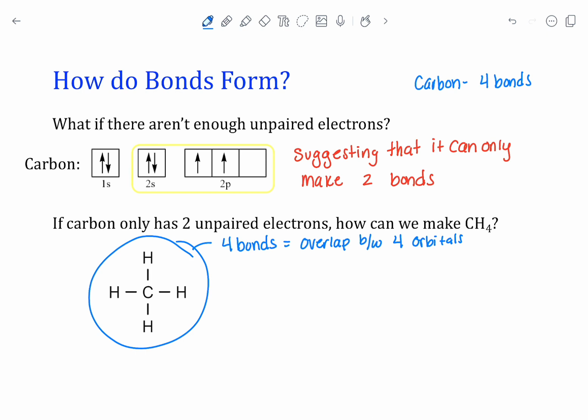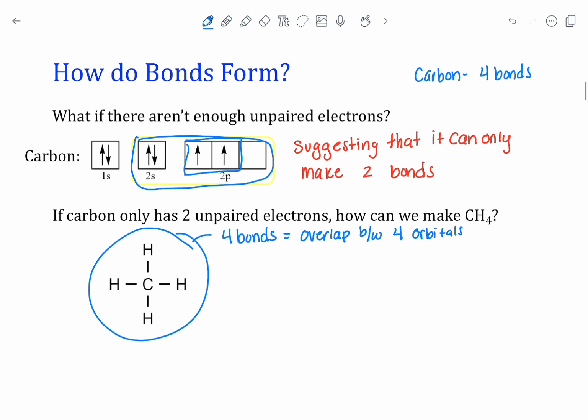But as carbon is in our orbital diagram up here, there's only 2 orbitals that can overlap, because the overlap of orbitals can only happen if they're singly occupied, if they have 1 electron. So what we actually see carbon do is rearrange all of its valence electrons to maximize how many electrons are unpaired. So let's look at that.